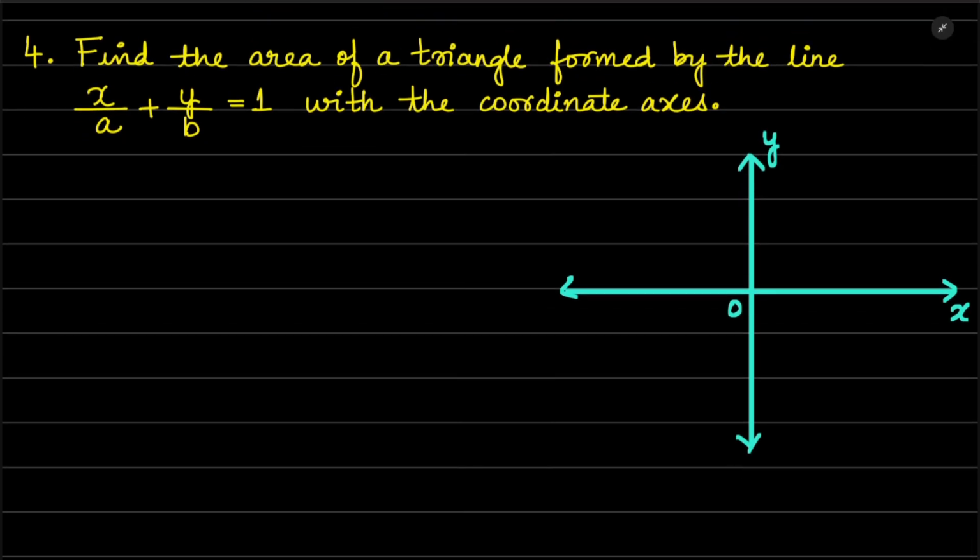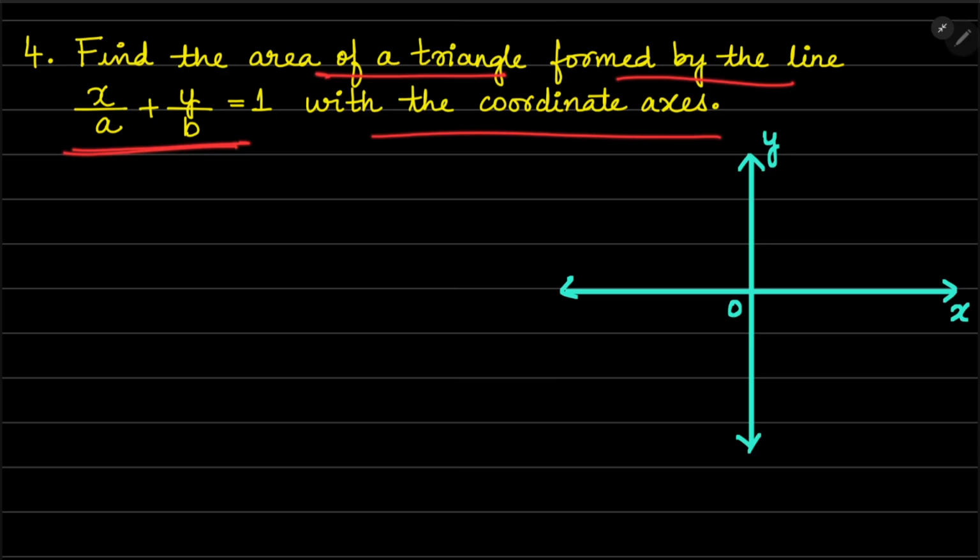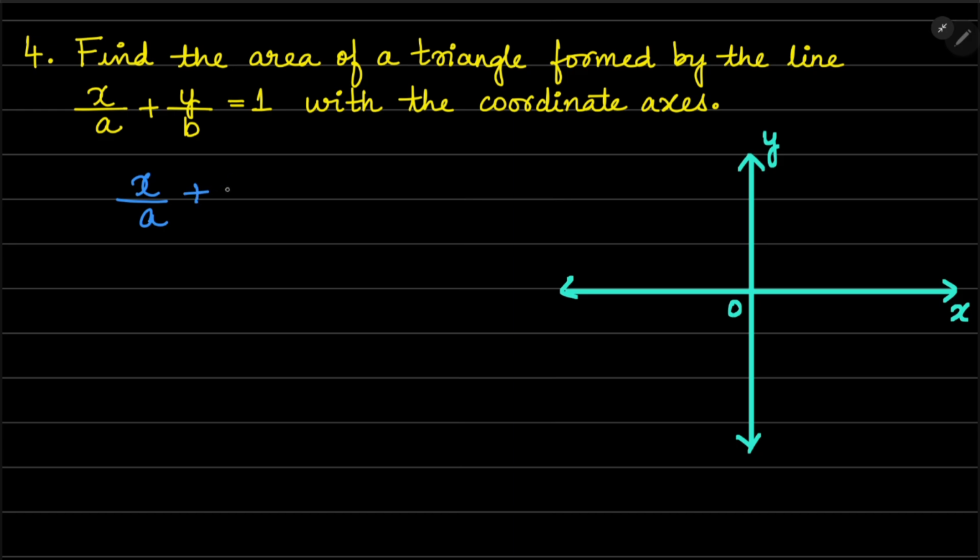So the question is, find the area of a triangle formed by the line x by a plus y by b equal to 1 with the coordinate axis. Very easy. Let's write what is given here. X by a plus y by b equal to 1. Okay. Now we have to plot this, right?